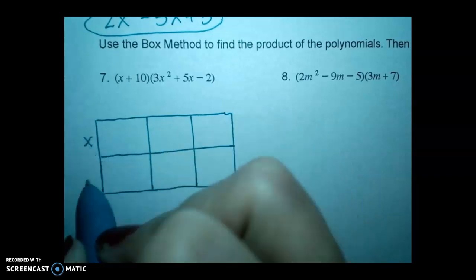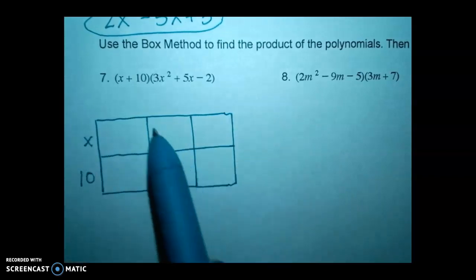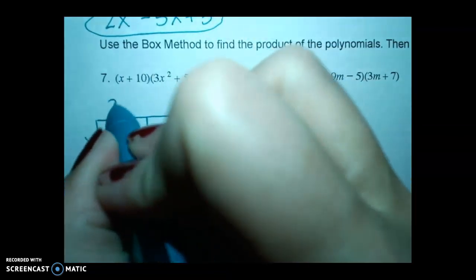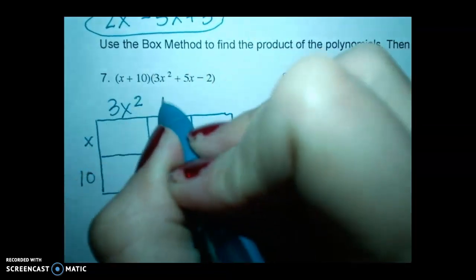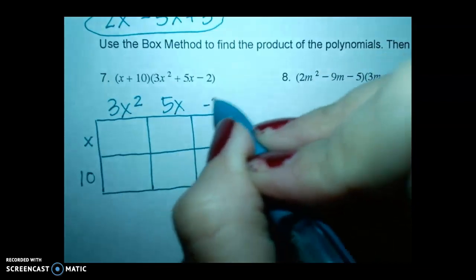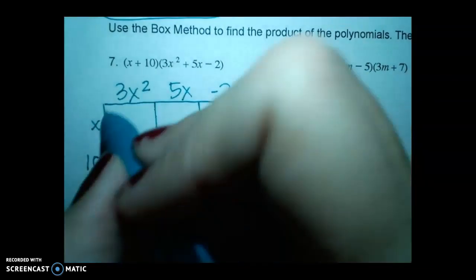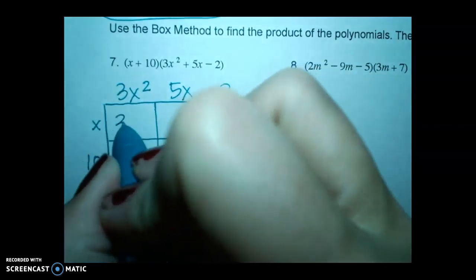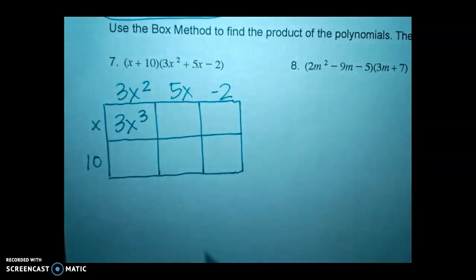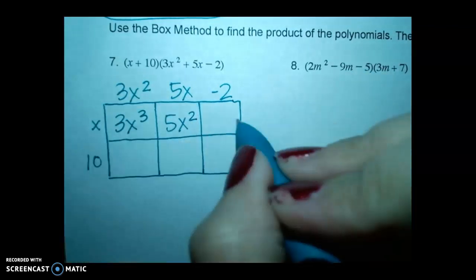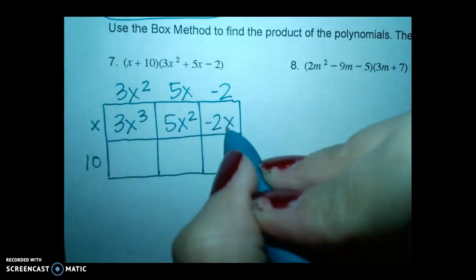So I'll do the x and the 10 there. And my trinomial needs to go across the top because that's where I have 3 spaces. So 3x squared, 5x, and negative 2. All right, fill it in by multiplying. 3x squared times x is actually 3x cubed. X times 5x is 5x squared. X times negative 2 is negative 2x.